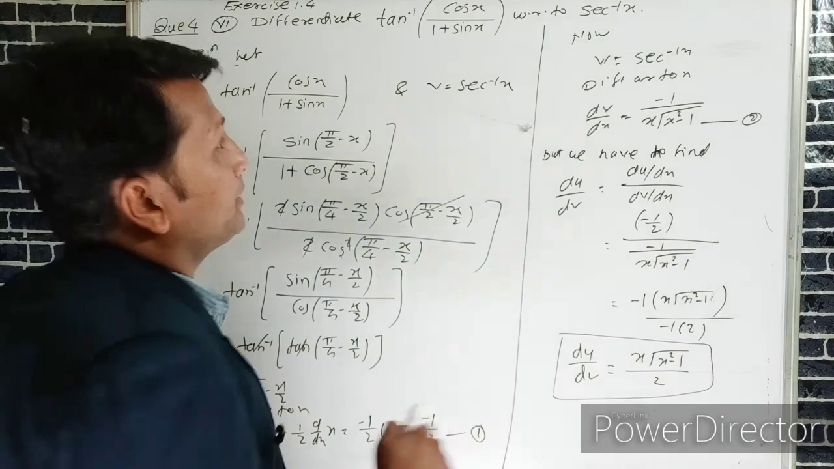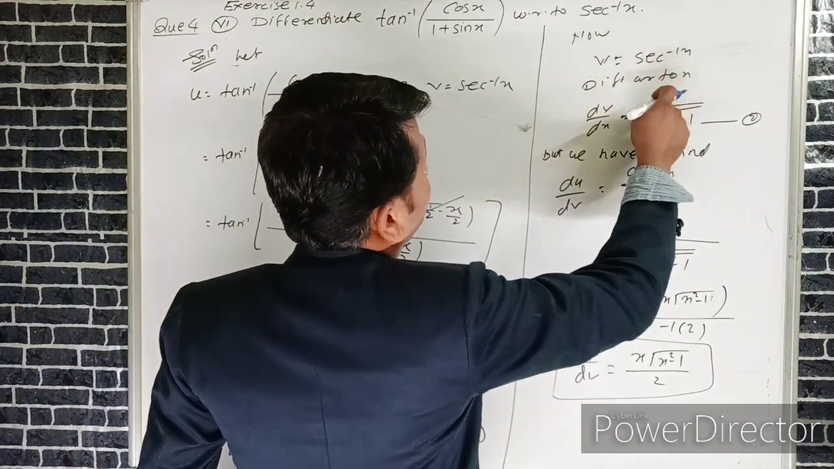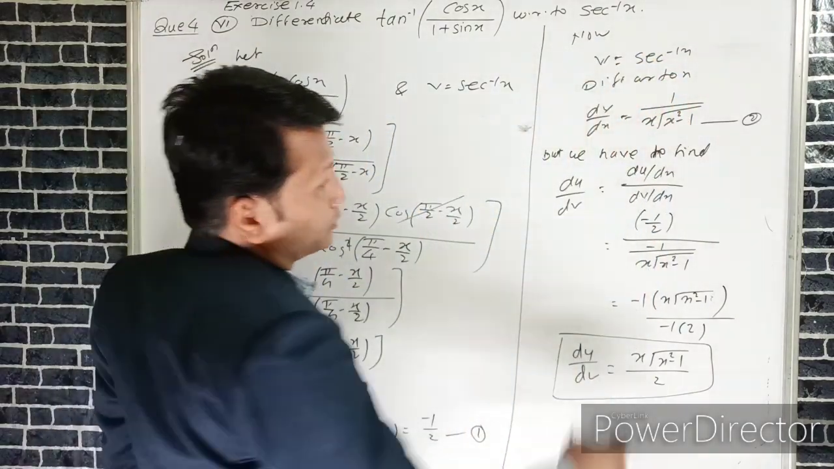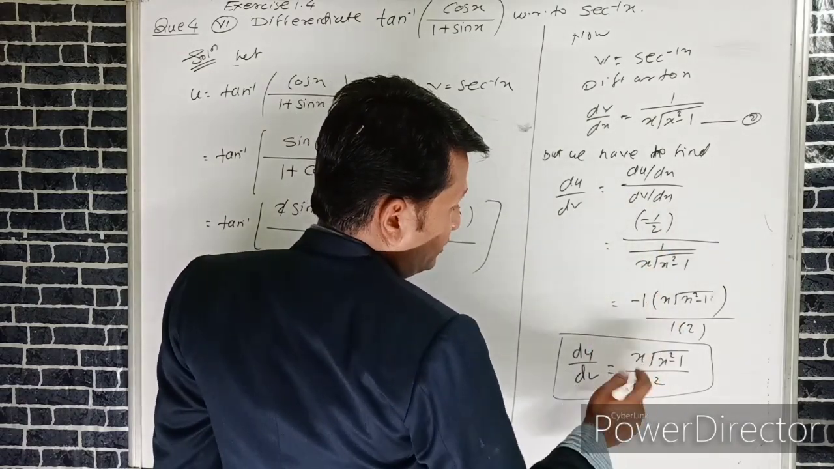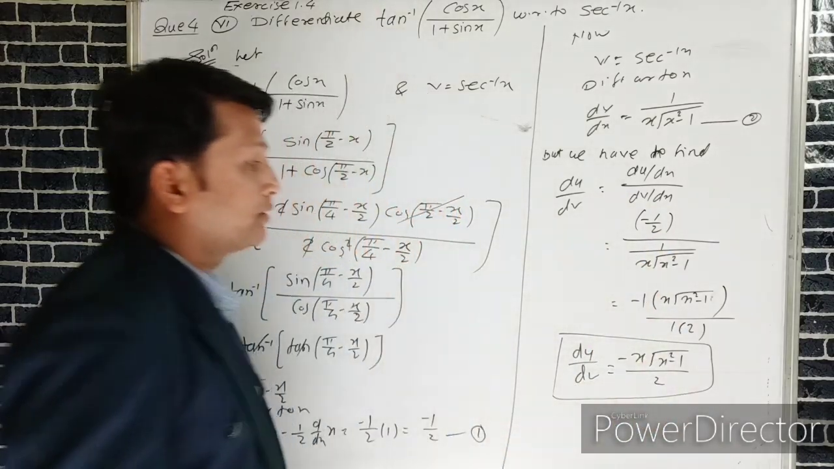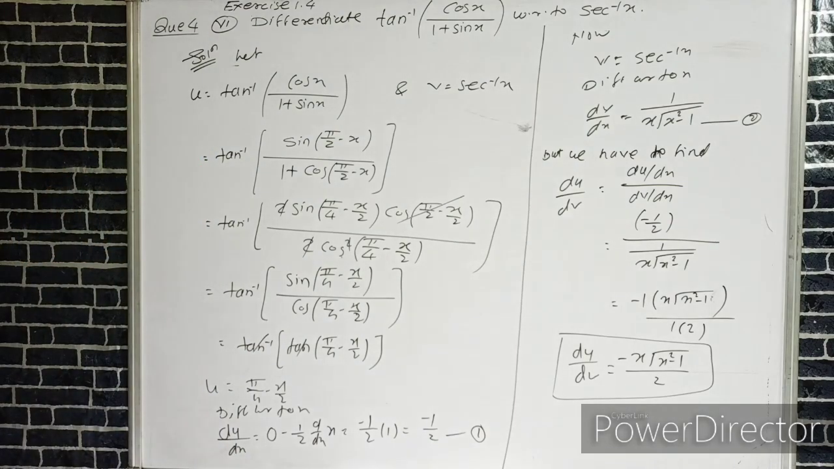Sorry, the derivative of sec inverse x is 1 upon x under root of x square minus 1, which means that here this is plus 1, so x under root of x square minus 1 upon 2 is the correct answer, du upon dv.